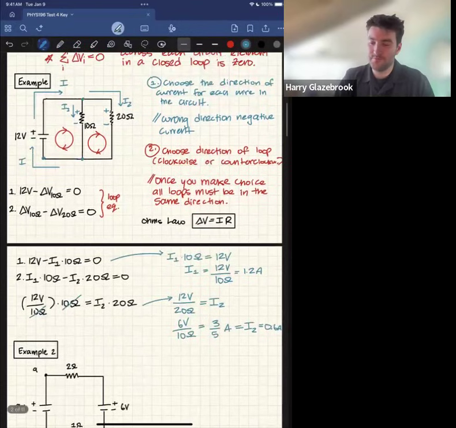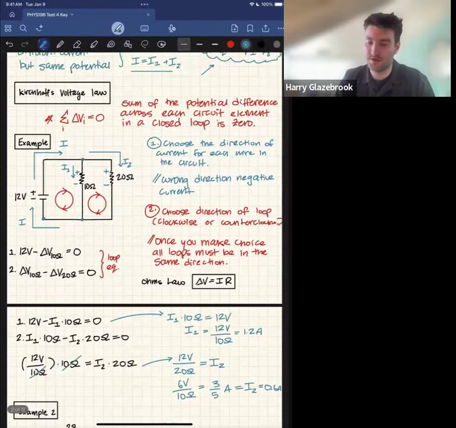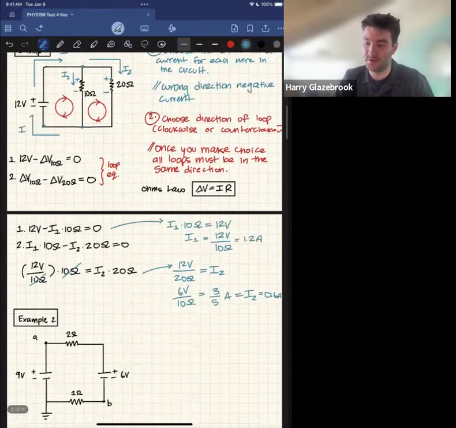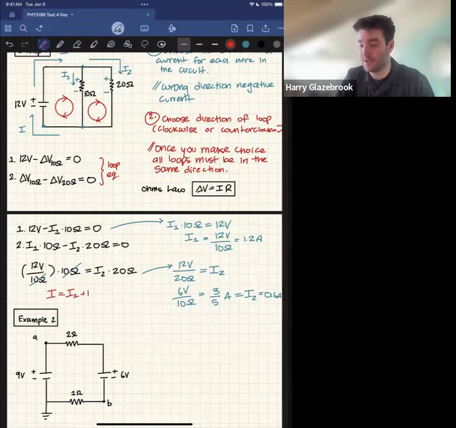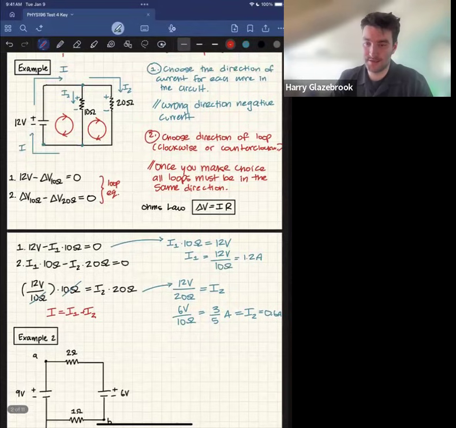Alrighty, so notice in this node up here, the sum of the currents going in has to equal the sum of the currents going out. So I'm just going to write here, my big current I is going in, I1 and I2 are going out. And we know that that's true because both of our currents, I1 and I2, are positive, so we chose the right direction.